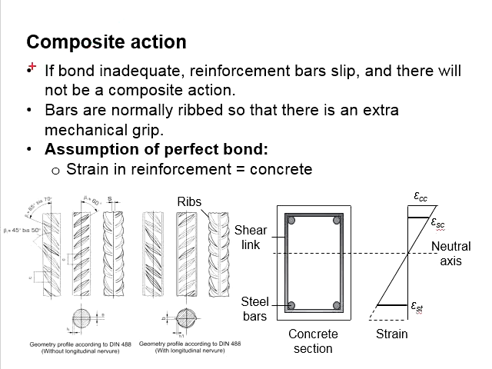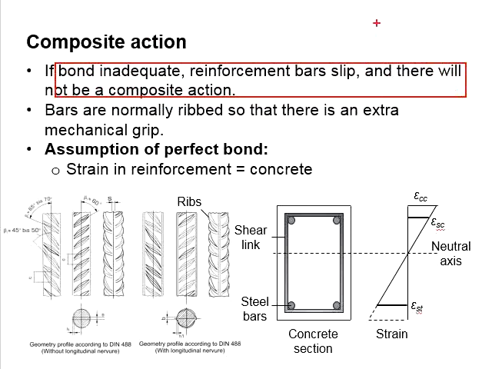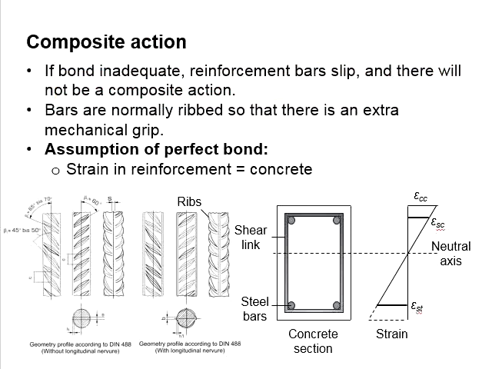When the bond is inadequate, that means when the reinforcing bar slips within the concrete, there will not be a composite action. This will affect the integrity of the reinforced concrete member, and the member is unable to resist the load. The bars normally have ribs on their surface in order to ensure extra mechanical grip.